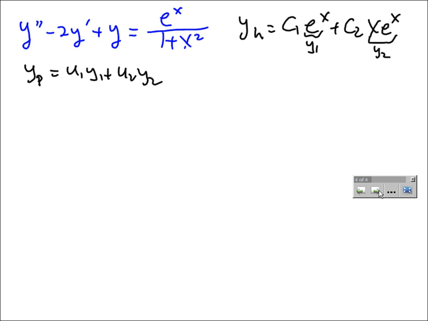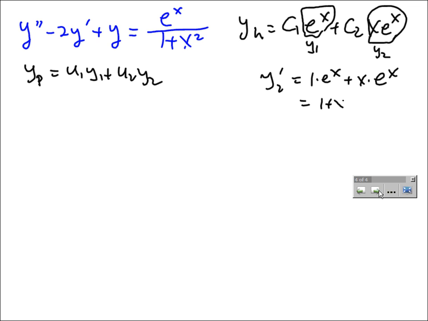Now, to do that, we're going to use determinants, and we're going to find y1 prime and y2 prime. But finding the derivative of y1 is pretty straightforward. Finding the derivative of y2 is a little less obvious. Use a product rule. So derivative of the first, which is 1 times e to the x, plus the first times the derivative of e to the x, which is e to the x. So we get 1 plus x times e to the x. So we'll remember that.